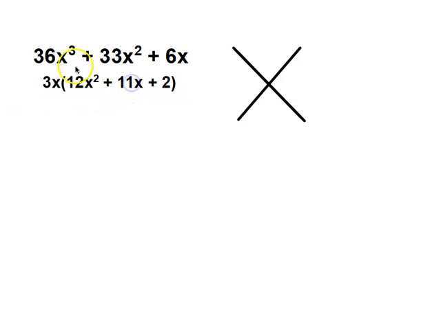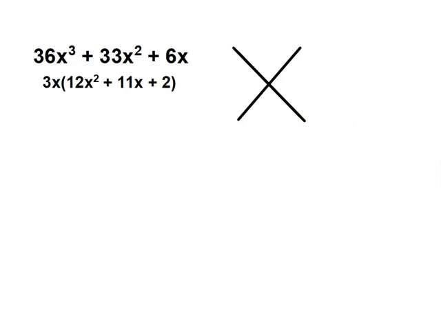So you would want to factor out a 3x, and when you factor out, or divide out, a 3x, this term becomes a 12x squared, this term becomes an 11x, this term becomes a 2. To continue this problem, we know 3x needs to be in our final answer at the end, but I'm going to only focus on the trinomial for now, the quadratic part, because I need to factor this.